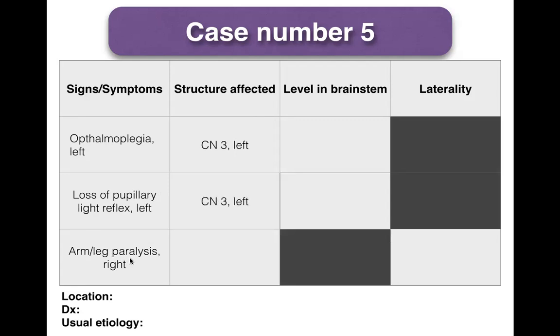Paralysis of arms and leg. Skeletal muscles in the body are controlled by the corticospinal tract or the motor pathway. Okay, we all know that number 3 would be located on what part of the brainstem? That would be the midbrain, whereas motor or the corticospinal is a medial structure.